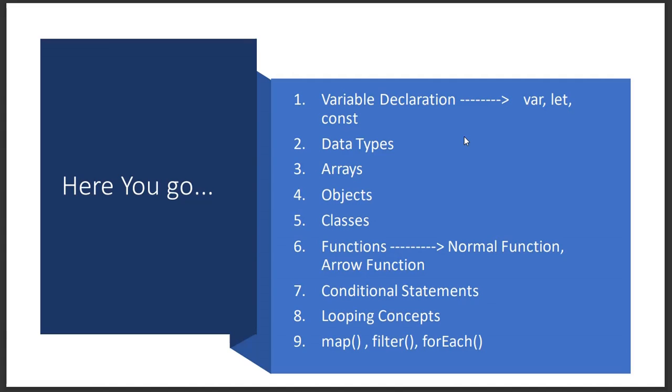Next, what are the different data types available? What is meant by an array? How do you declare an array? What is an object? What is a class? How do you create them? How do you create a function? What is the difference between a normal function and an arrow function?